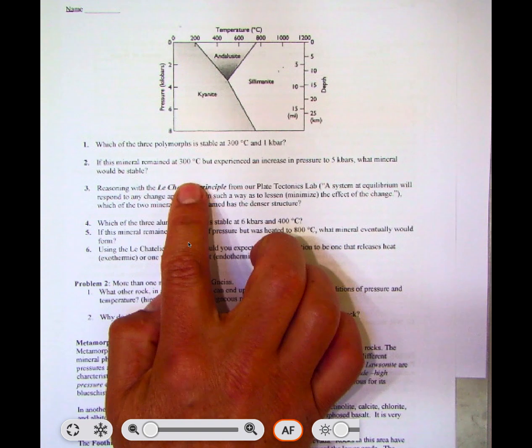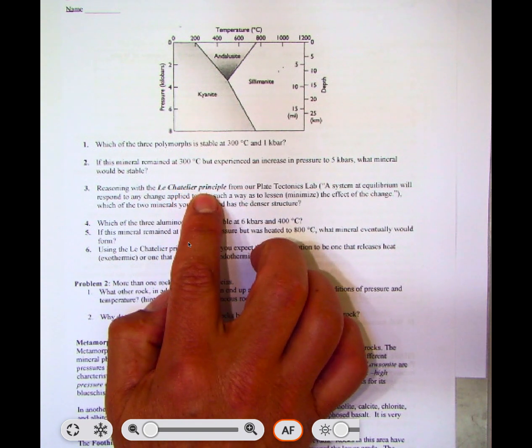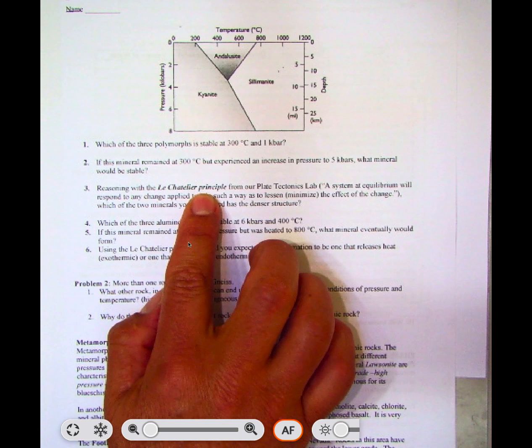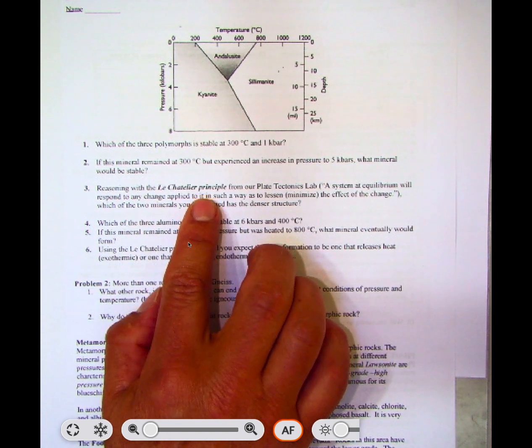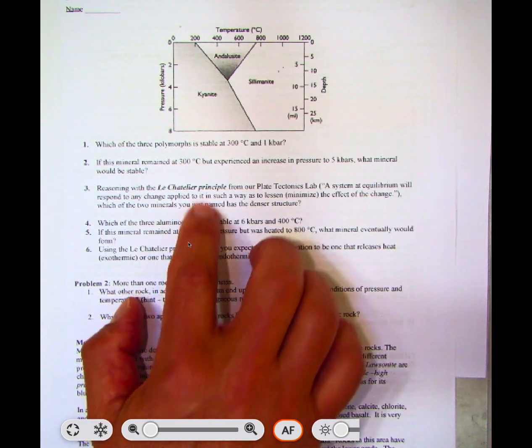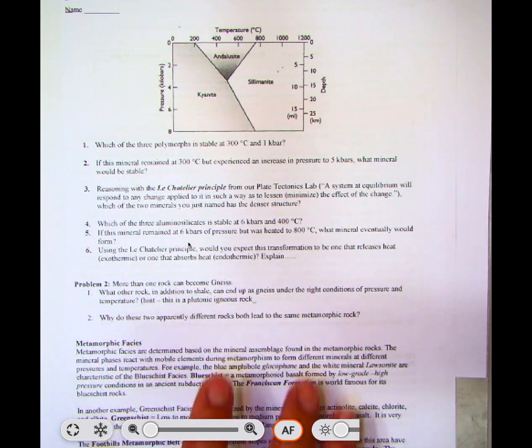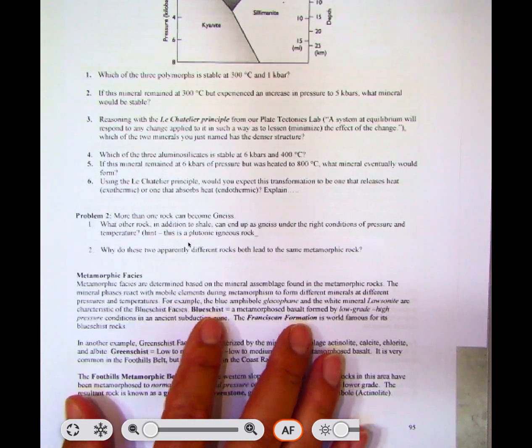Remember that Le Chatelier's principle states that a system will react to an external input in a way to lessen that input. So in other words, if I add more pressure to the system, it's going to react in a way to lessen the effect of that pressure. So it'll probably compact to a denser form, so as to reduce that extra pressure. So anyways, you kind of keep going through these questions.